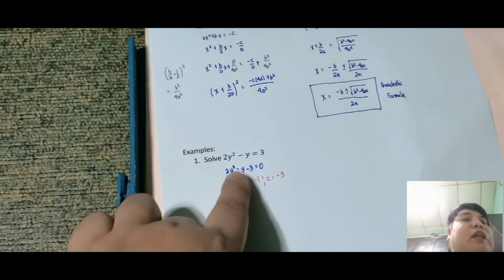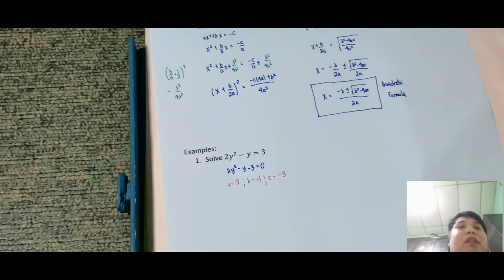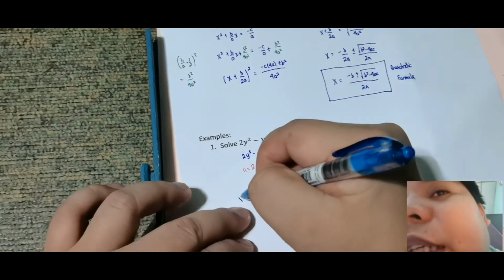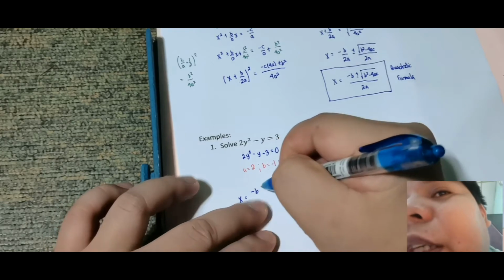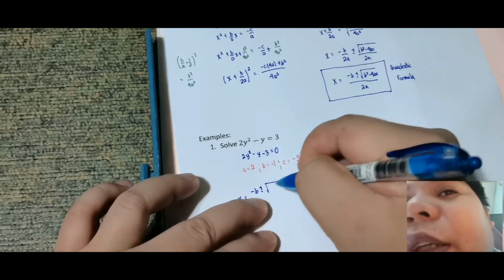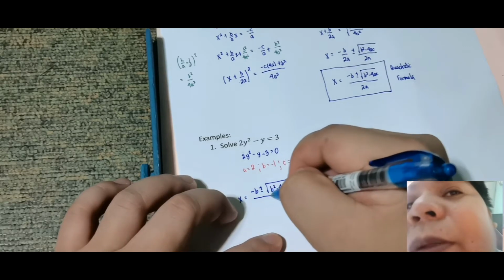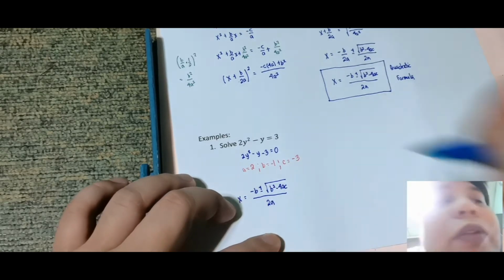Malaking bagay kasi yan. Kung positive 3 kinuha ko, baka hindi natin makuha yung solution. Okay, so in this case, ito yung mga value. So, lagay natin si quadratic formula. By quadratic formula, x is equal to negative b plus or minus square root of b squared minus 4ac all over 2a.